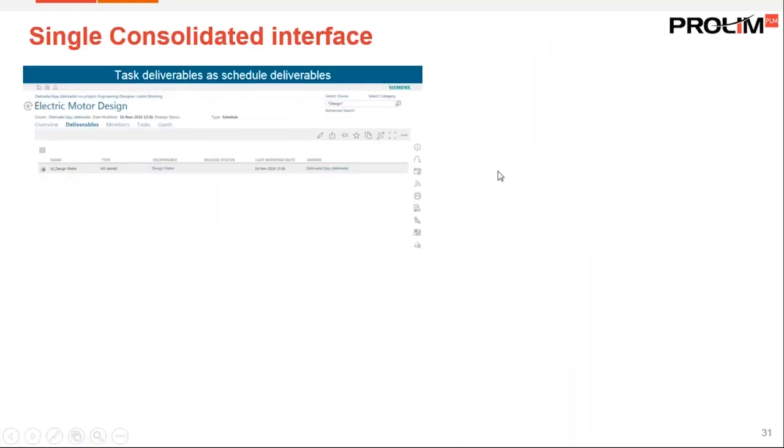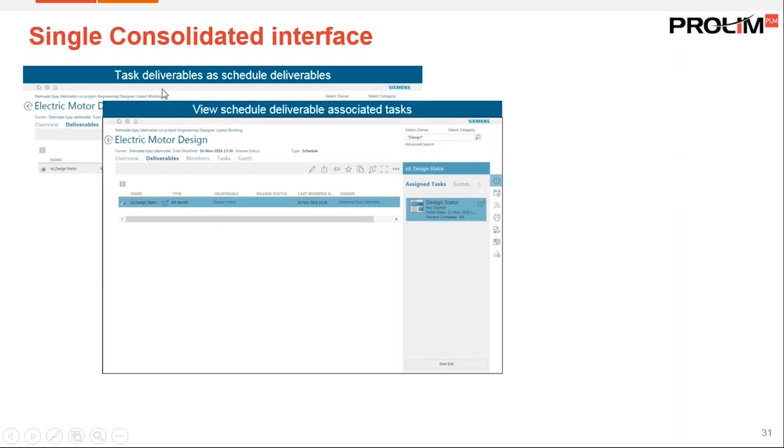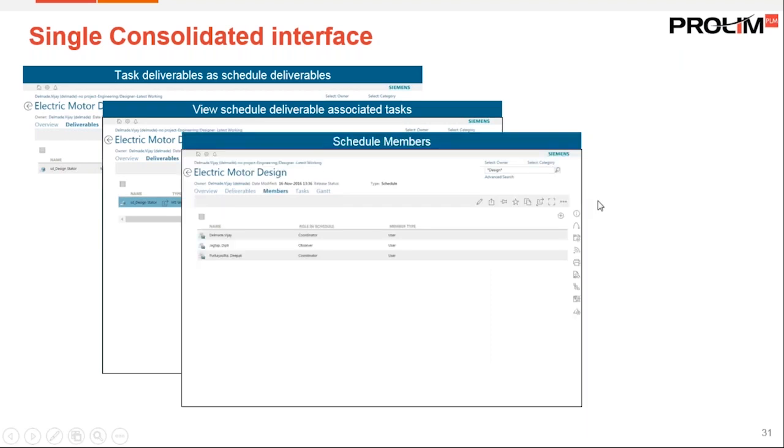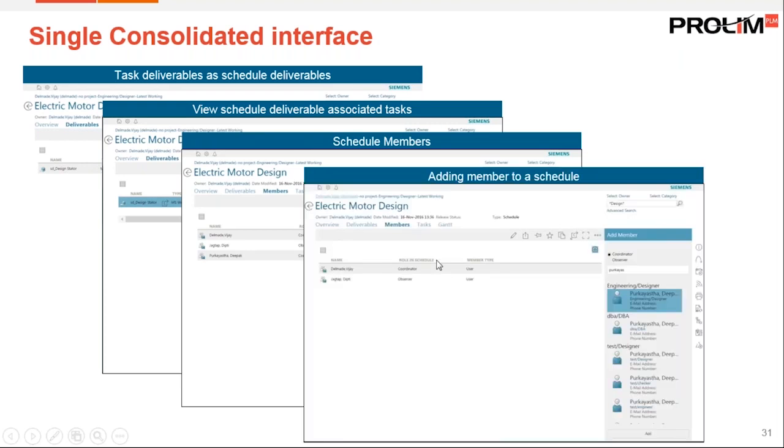The advantage of Teamcenter integrated program planning and execution is that you will get a single consolidated interface wherein you would be having your task deliverables and schedule deliverables. You would be able to select your schedule deliverable and the associated tasks will be visible there itself. All the schedule members or program team would be part of that single consolidated interface. And from there itself, you would be assigning the stakeholders to different events and activities.